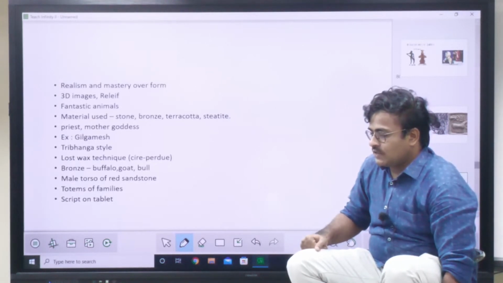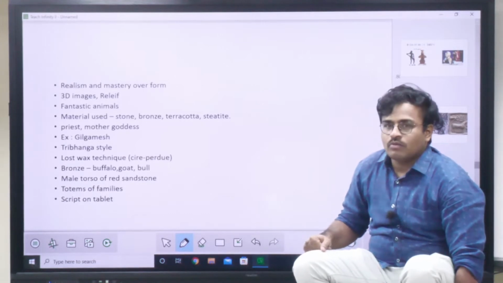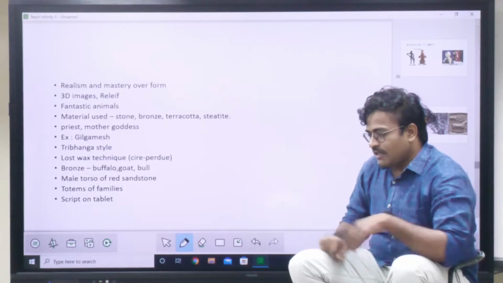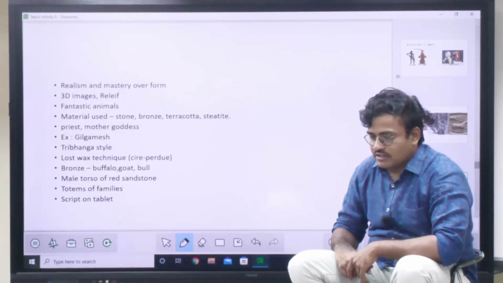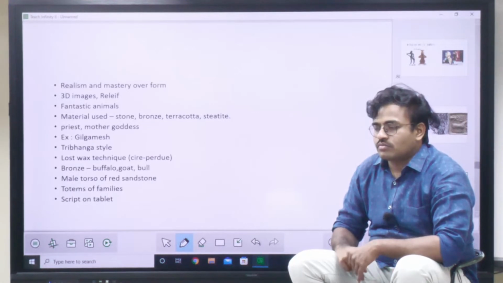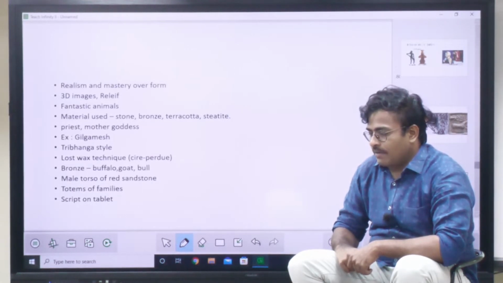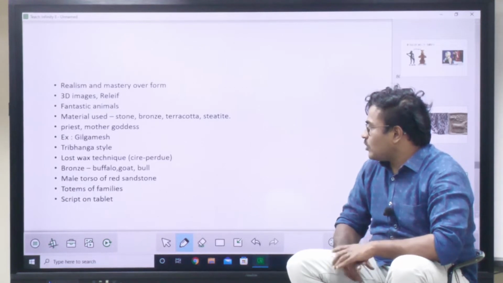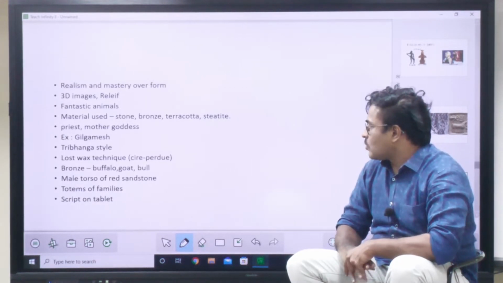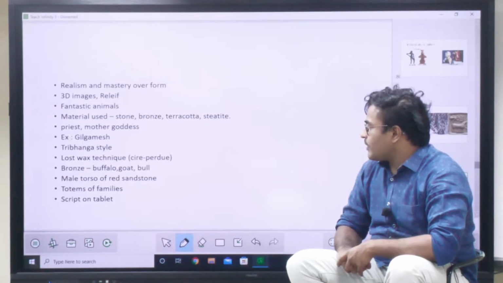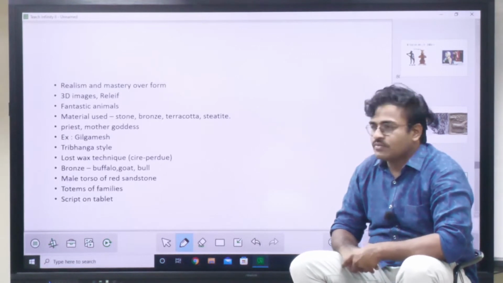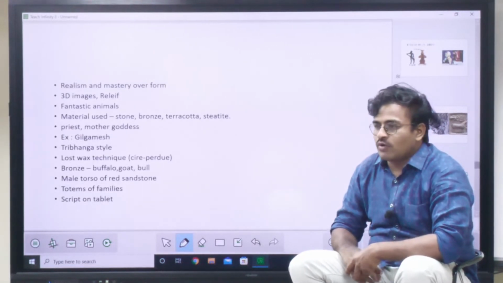This has been asked as a UPSC question in 2013. It is a body pose with a thrice bent body: neck, chest, and hip tilting. Then the technique that they used is the lost wax technique, which is also known as Cire Perdue. They also made bronze images of buffalo, goat, and bull.